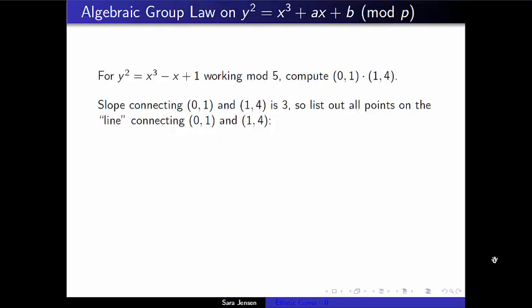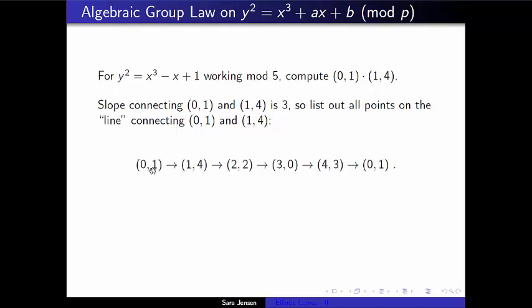There's also an algebraic way to work with this group law, which really amounts to the same thing. So let's compute the same example, (0, 1) plus (1, 4), and think about slope. With a change in y over change in x argument, the slope of the line connecting these 2 points would be (4 minus 1) over (1 minus 0). And so what I could do is list out all the points that would be on the line connecting (0, 1) and (1, 4).